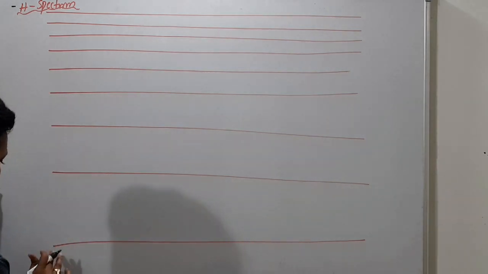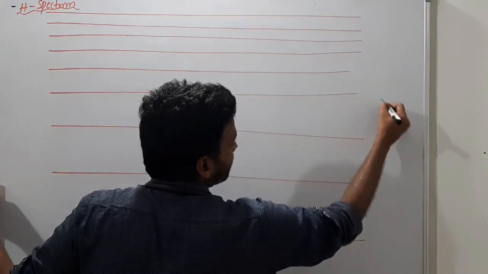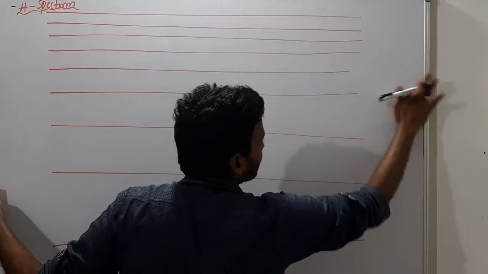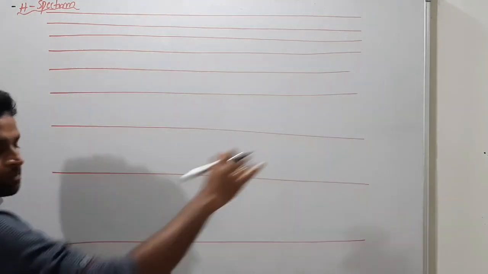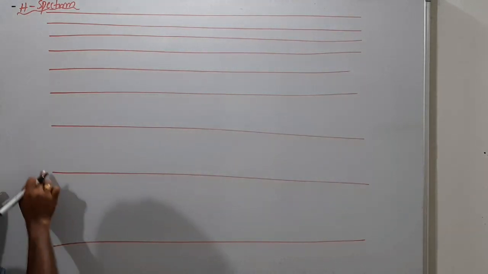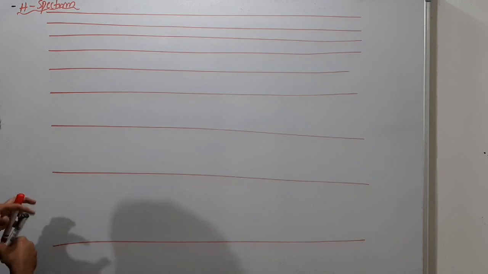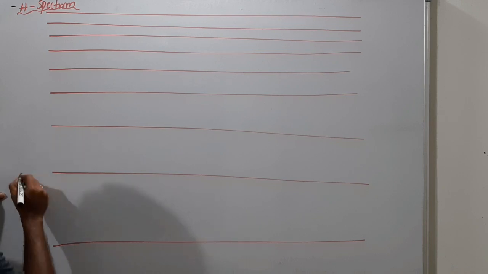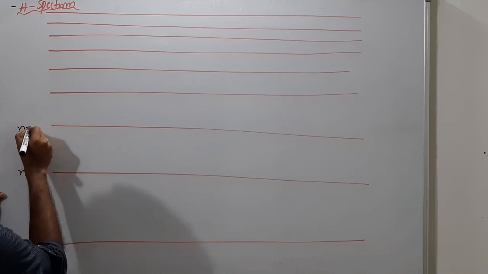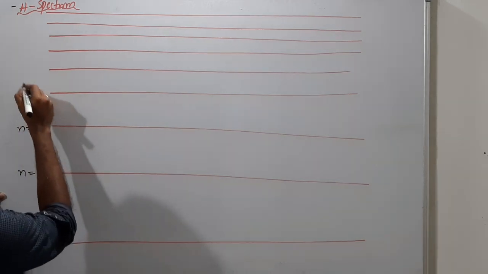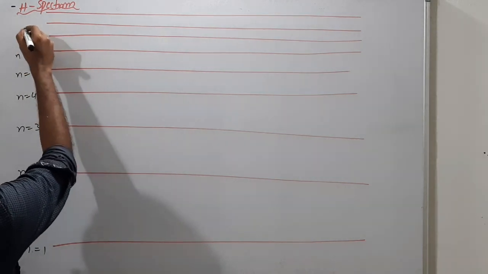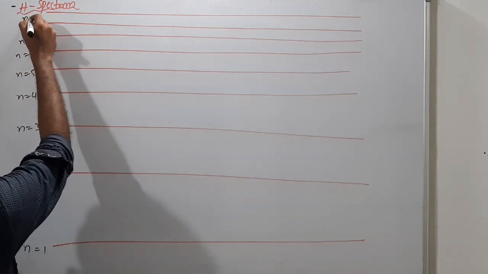So these are the energy levels. Previously I gave them like K, L, M, like that. Now I have written them like this, straight. These red color lines are the energy levels. This one is N equal to 1, N simply means the level value. Okay, this is the first shell, and this is the second level. N is equal to 3, N is equal to 4, N is equal to 5, N is equal to 6, N is equal to 7, N is equal to 8, N is equal to 9.